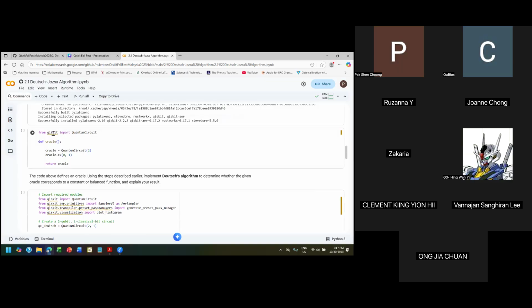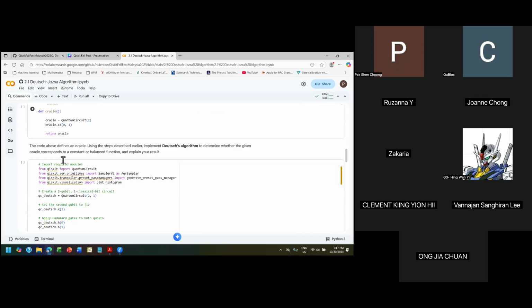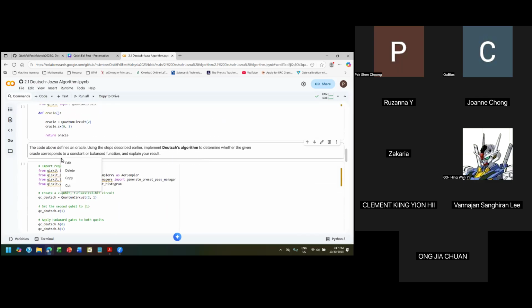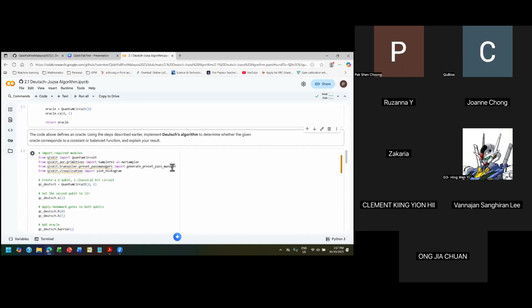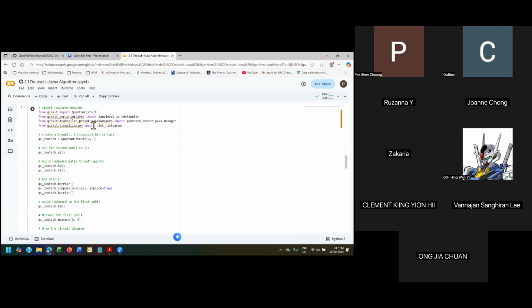Okay, so I've defined an oracle right here. Although you can see the code here, just imagine that you don't know what this code is doing. It's just like a random oracle that you are given. After that, you have to implement the Deutsch algorithm to determine whether this given oracle corresponds to a constant or balanced function. So we start by importing the values.